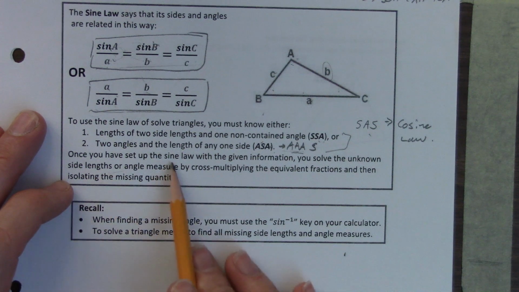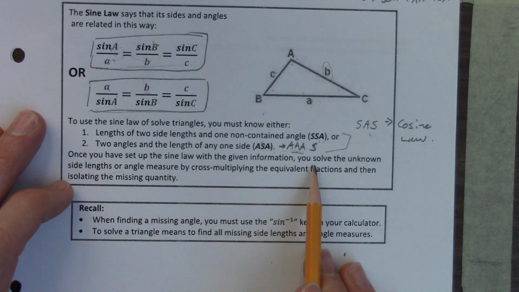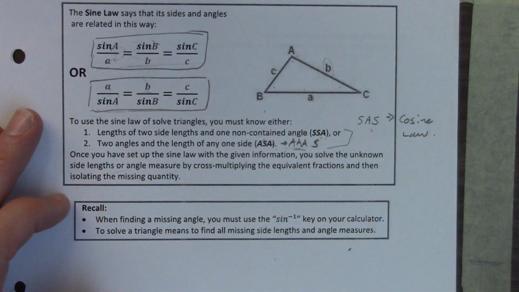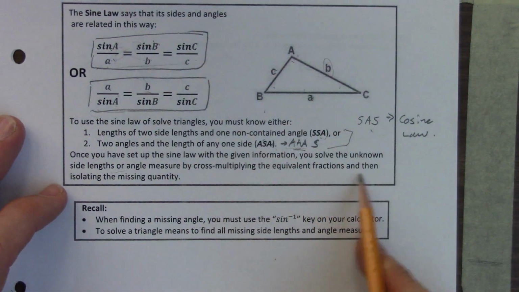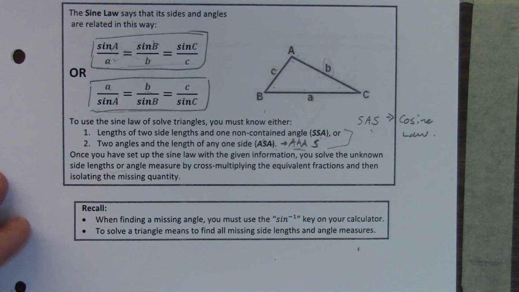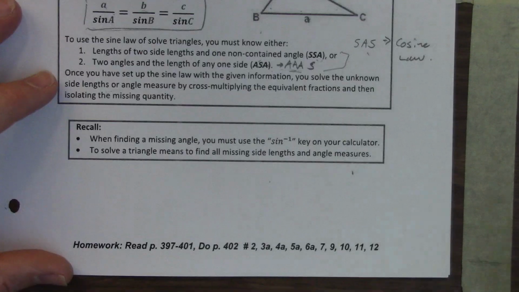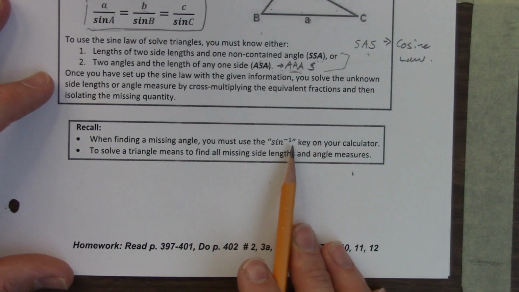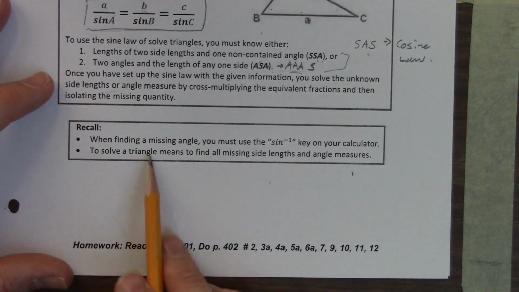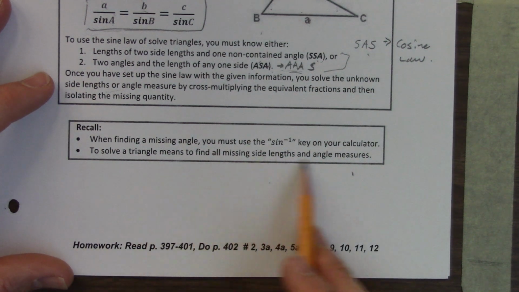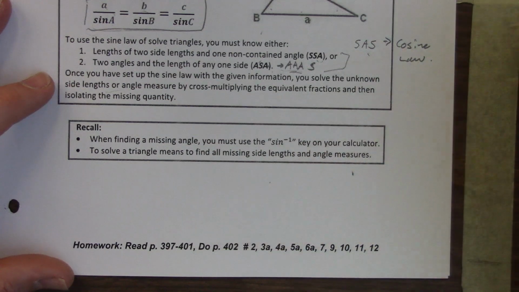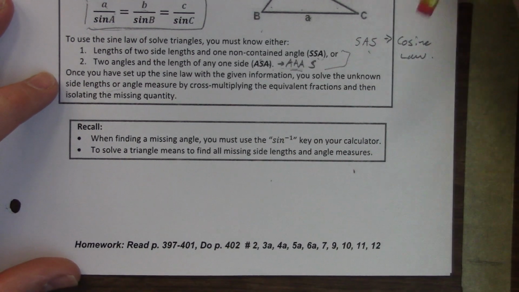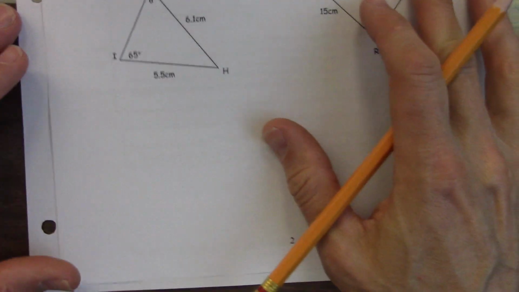Okay? Once you have set up the sine law with the given information, you solve for the unknown side length and angle measure by cross-multiplying the equivalent fractions and then isolating the missing quantity. It's pretty easy. When finding a missing angle, you must use sine inverse, which we've learned already from chapter 7 on your calculator. To solve a triangle means to find all the missing side lengths and angle measures. We've learned this as well in chapter 7. Okay? Let's do some examples.